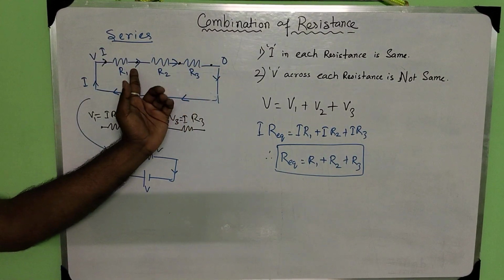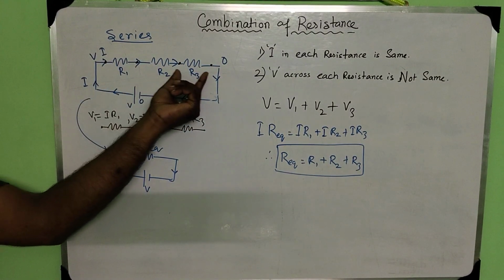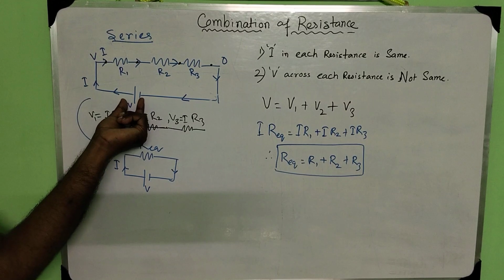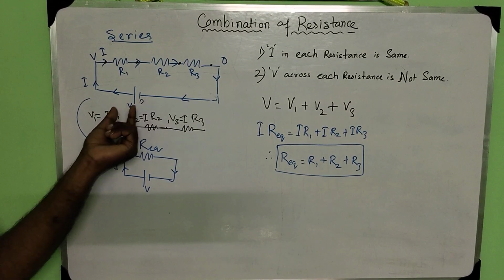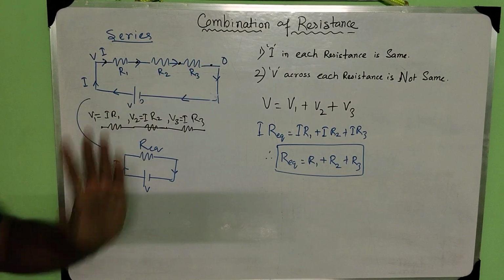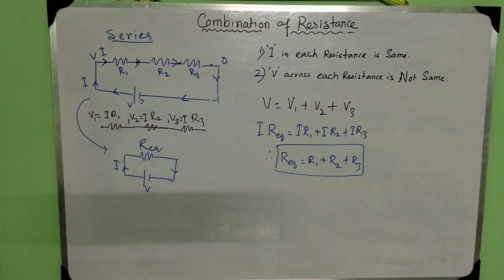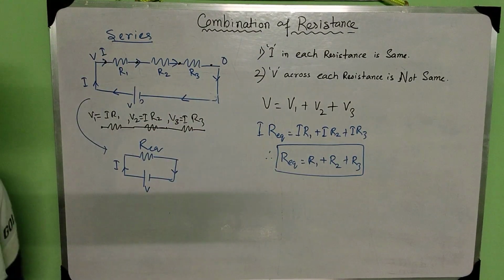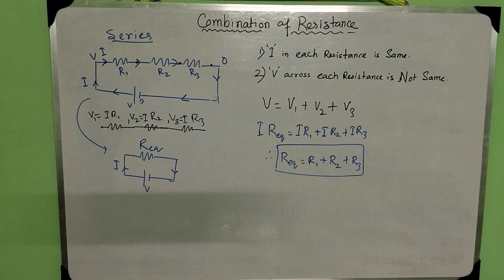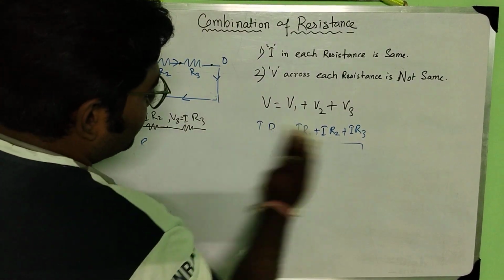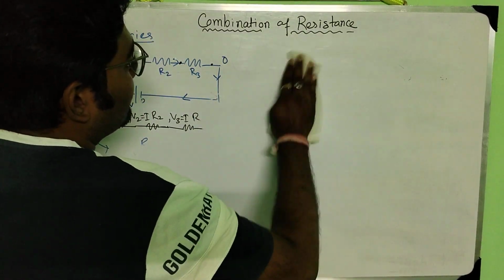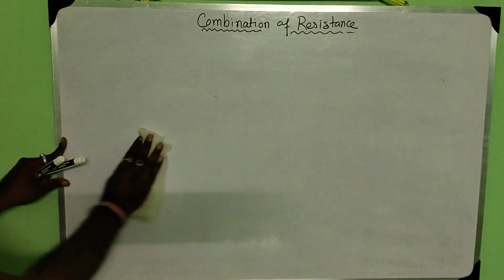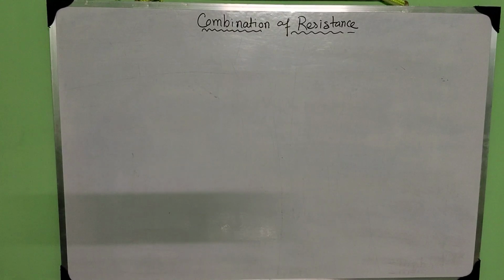That means across each resistance the voltage drop will be different, and ultimately the potential difference across the battery, that is the voltage, is dropped across the resistances. So this is the series combination, and this is the equivalent resistance for series combination. Now we will go for parallel combination.